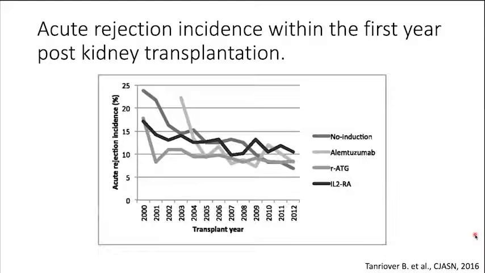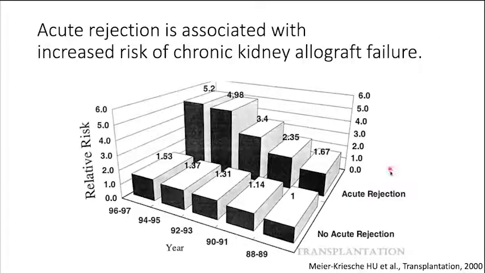So this is a figure from an observational study in CJASN, comparing different induction and maintenance anti-rejection agents. All of these groups had an incidence of acute kidney allograft rejection around 10% within the first year after kidney transplantation. This is an older study that looked at the effect of acute rejection in a different era on allograft failure. The relative risk of chronic allograft failure was significantly higher in the rejection group versus the no acute rejection group.